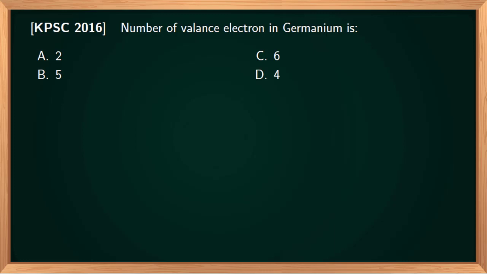First question. The number of valence electrons in germanium is: option A, 2; option B, 5; option C, 6; option D, 4. Elements in the carbon group have 4 outermost electrons. Silicon and germanium are natural semiconductor materials in this group. They have valency equal to 4, that is, they have 4 outermost electrons or valence electrons. So the correct option is option D.